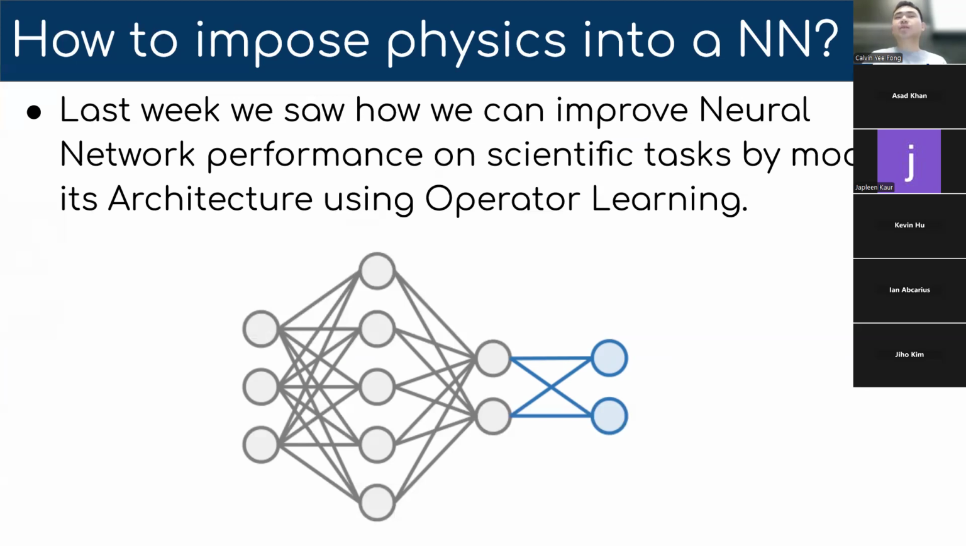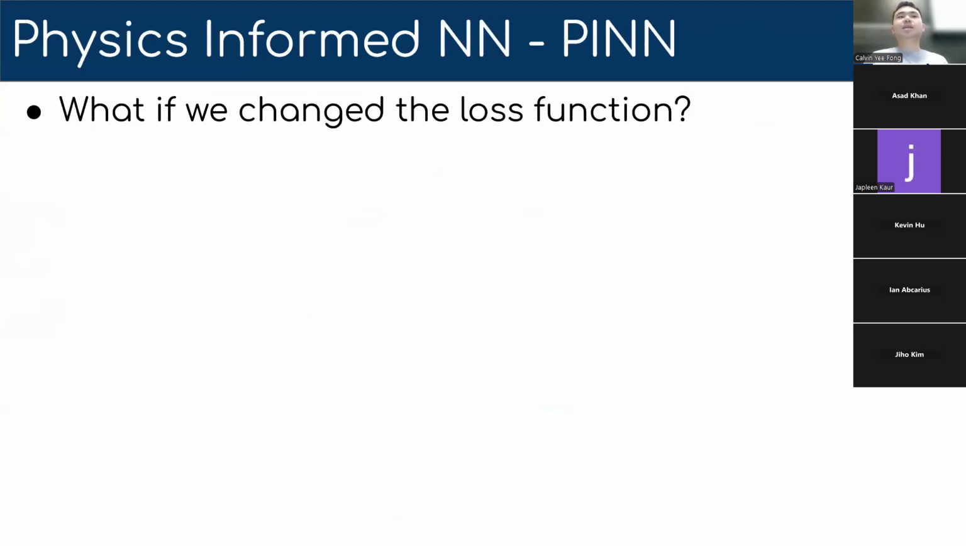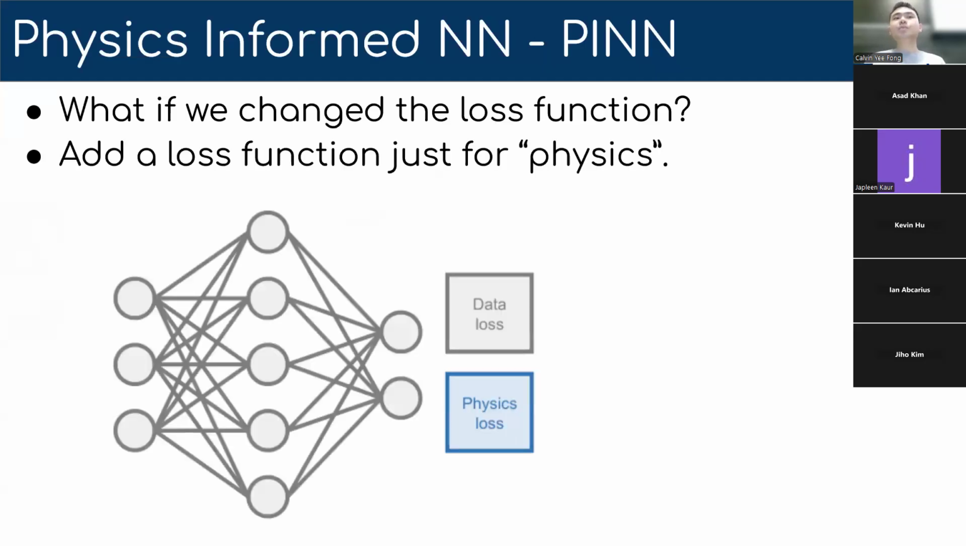One approach that we can take instead is to change the loss function that we use to train the neural networks, because these loss functions are important: during training, this is what informs the network to update the parameters and make the predictions in the end. So what we're going to do now is add a loss function just for the physics.